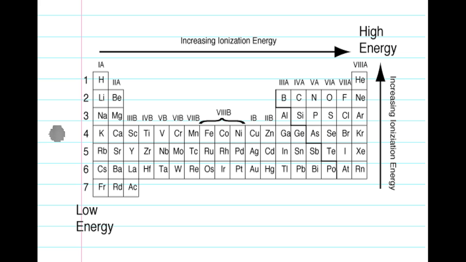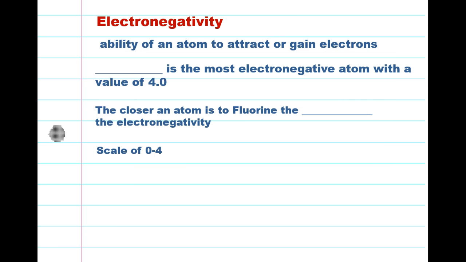And here is a little schematic that we see across the period. As we see right here, the energy is going to increase. We require more energy to remove the electron, and as we go down the group, it's going to require less energy. Our last is called electronegativity, and that is the ability of an atom to attract or gain electrons.